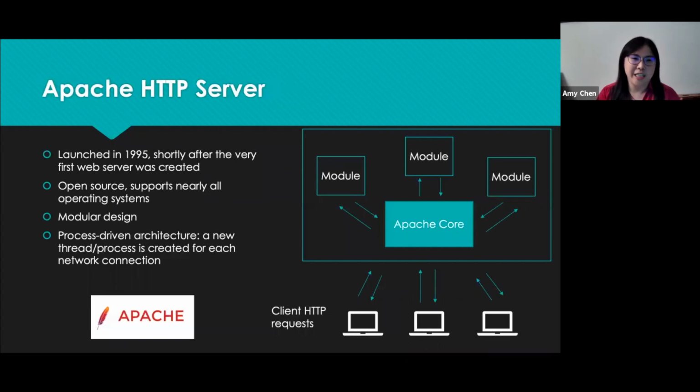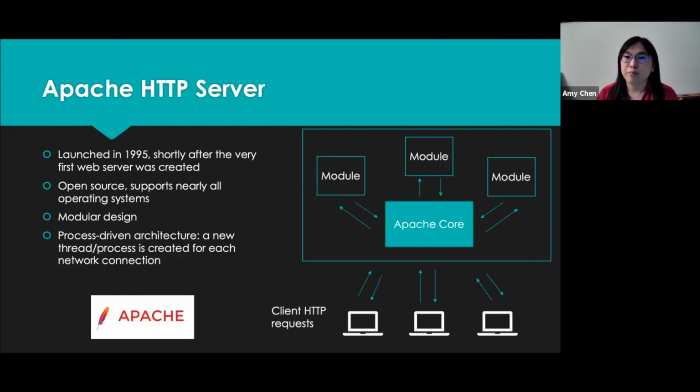First, Apache. As I mentioned, this was launched in 1995. So this is basically at the beginning of the internet, shortly after the very first web server was created by CERN. It is open source and supports nearly all operating systems. That's actually one of the most appealing parts about it. It's very compatible with pretty much everything out there.